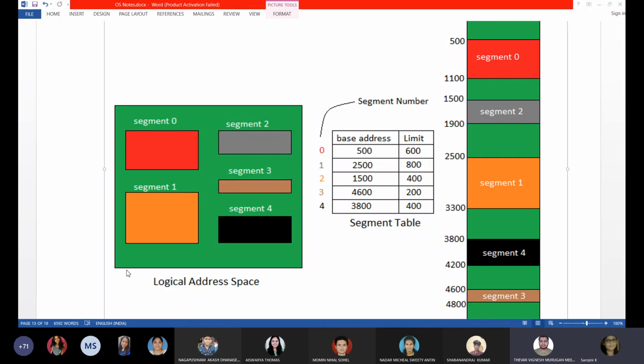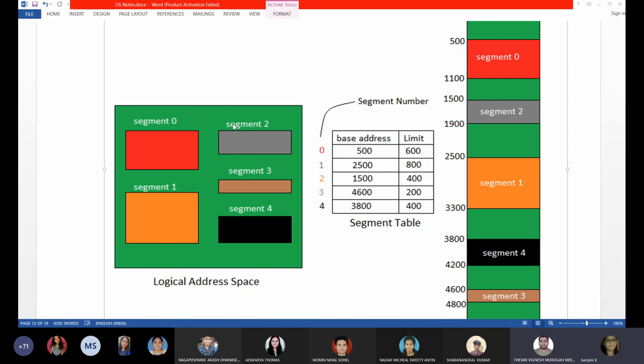Assume that this is a single program. The program is split like this: segment 0, segment 1 is a little bigger than segment 0, and then segment 2, segment 3, segment 4. See, these are different sizes. But all these segments belong to a single program. You have to remember that.